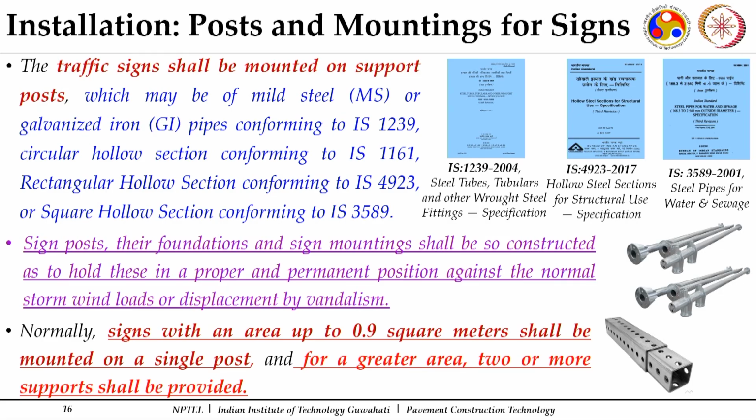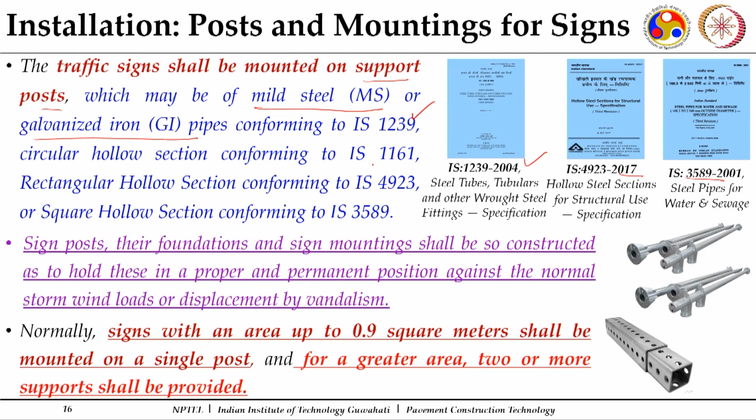The details are, we have different IS specifications also, like IS 1239, IS 4923, IS 3589, which give specifications for different materials used in these road signs. The traffic signs shall be mounted on support posts, which may be of mild steel or galvanized iron pipes, which should conform to these particular IS specifications which I mentioned here.